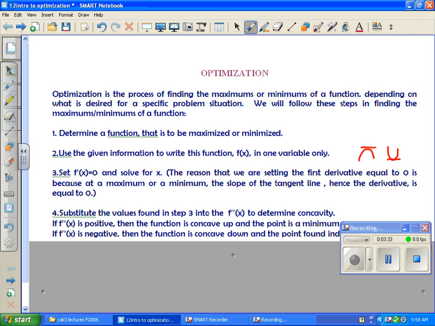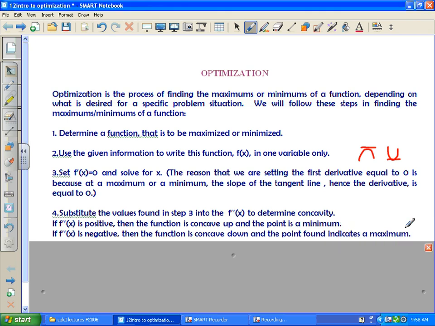Whatever number you find in step 3, substitute into f double prime. If f double prime is positive, that means that the function is concave up. So the point you found would be what then? If the second derivative is positive, that means it's concave up, right? So the point found is going to be a minimum. On the other hand, if the second derivative is negative, then the function will be concave down and the point found will be a maximum.